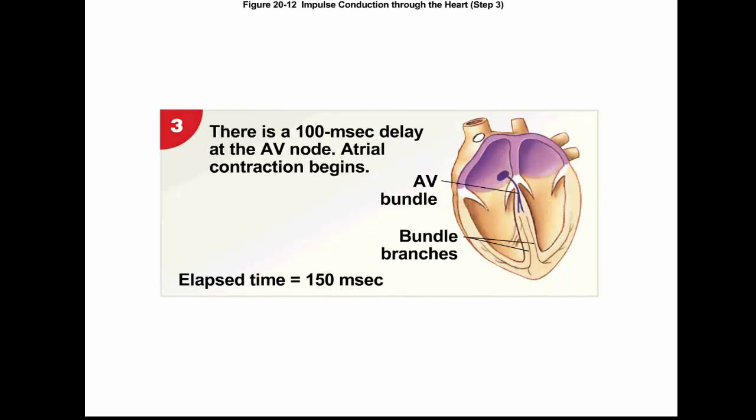There is a 100 millisecond delay at the AV node, so this allows the blood to move down into the ventricles. And now the AV bundle has picked up the electrical stimulation, and that's going to be sending it down through the bundle branches.